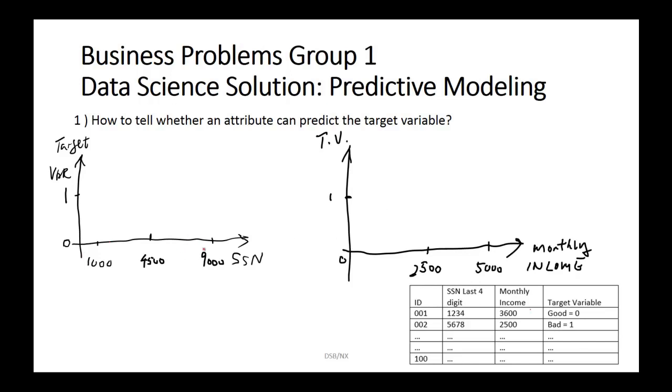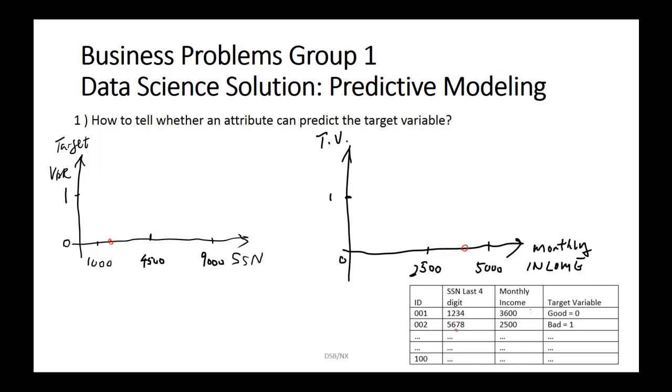Let me show you what I meant by plotting these first 2 persons in these 2 graphs. Person number 1, the target variable is 0. The social security number is 1, 2, 3, 4. Therefore, that person on the first scatter plot should fall somewhere here. The same person in the second scatter plot, again with the same target variable as 0, therefore it should be on the horizontal line. And the monthly income is 3,600, so he or she should be somewhere here.